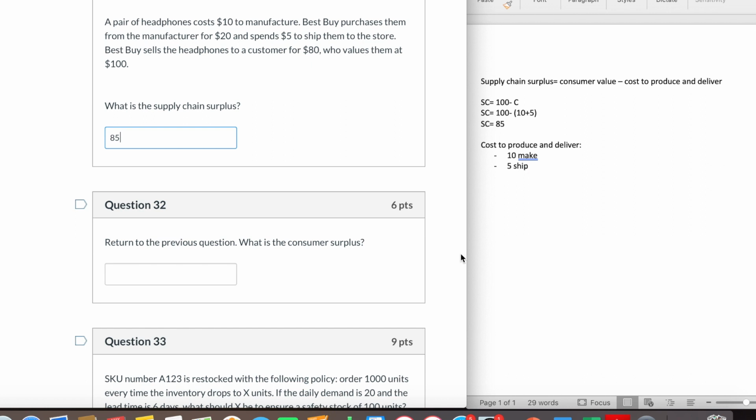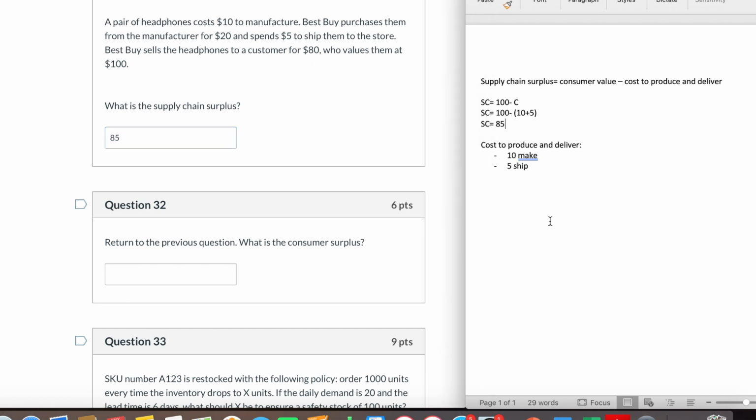Return to the previous question. What is the consumer surplus? Similarly, there's a consumer surplus. Consumer surplus is the value minus the amount actually paid. We talked about the value before, which is the $100. They value them at $100. They actually paid $80 for them. Best Buy sold it for $80. So therefore it's simply CS equals 100 minus 80. So that's $20.